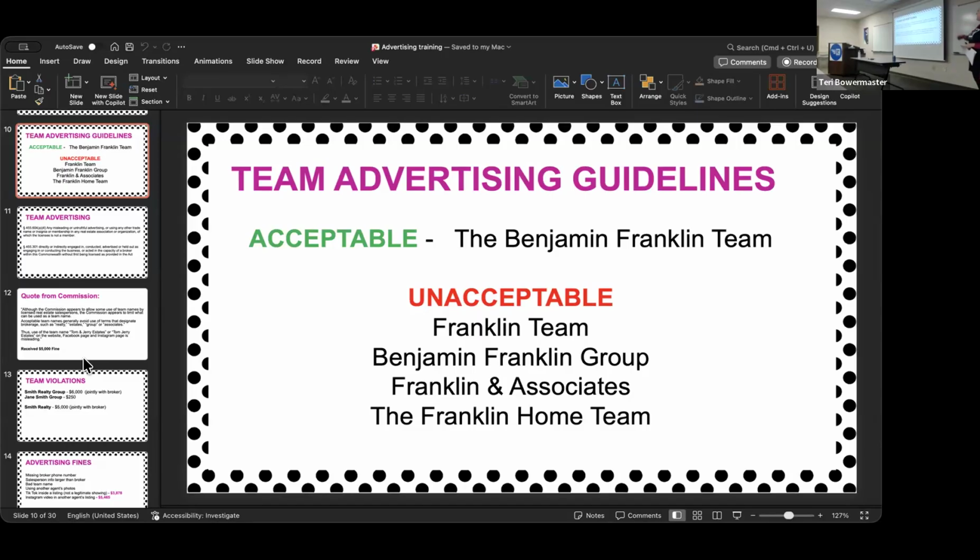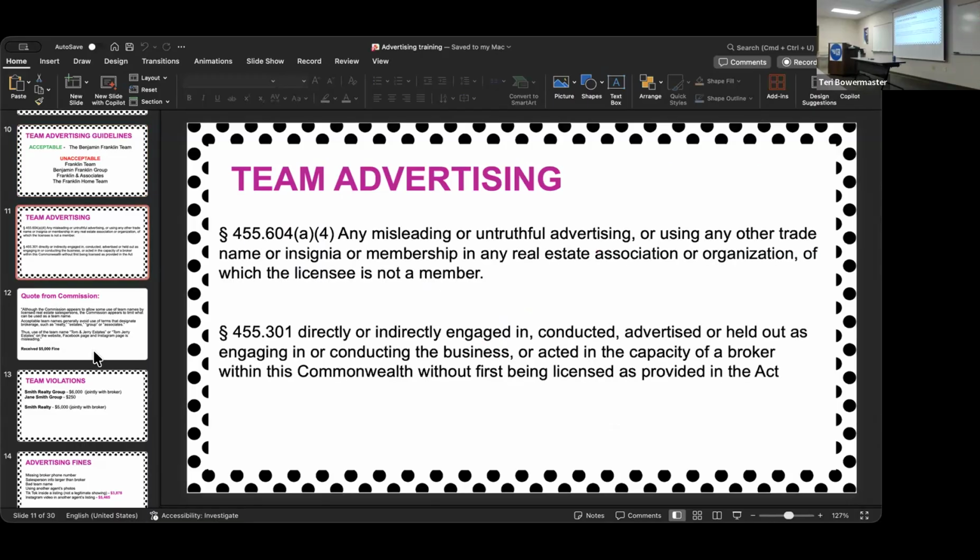And then the next one, because you're making it look like a brokerage, is directly or indirectly engaged in, or held out as, or advertised as, conducting the business or capacity of a broker without being licensed. So they're saying you're holding yourself out as a brokerage or company without being properly licensed to do so. Okay, so those are the two statutes people are getting hit with.